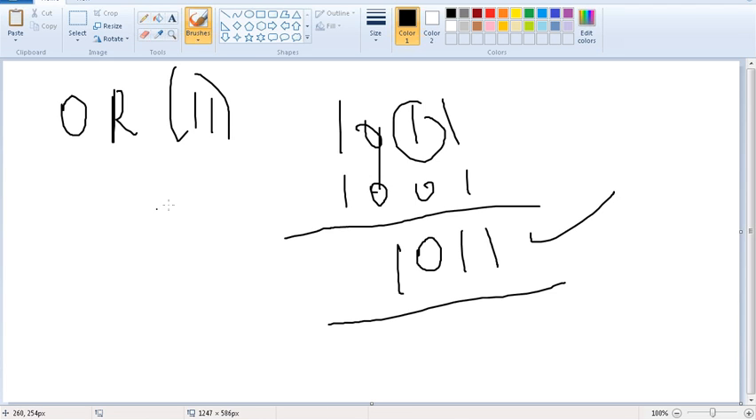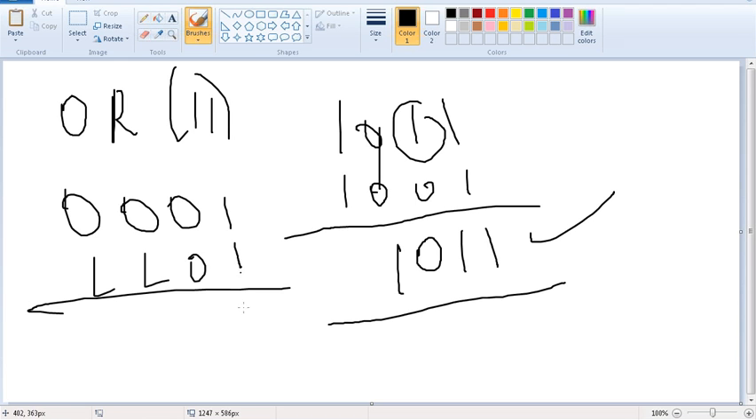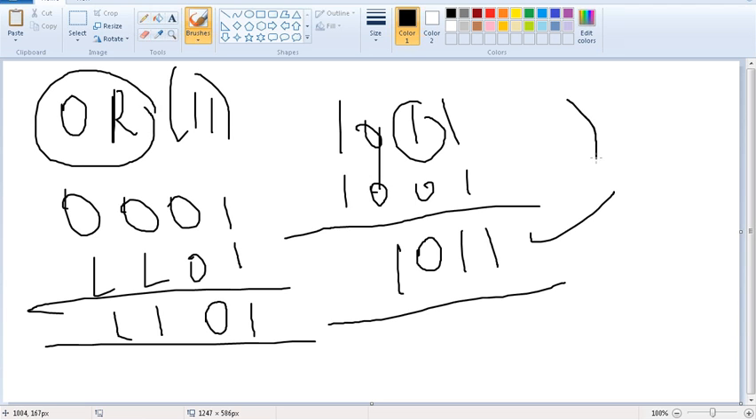In the same way, let's take another example. Here 1 and 1, output is 1, output is 0, output is 1, output is 1. So the 1 1 0 1, this is done by the OR operation, and the symbol used for the OR operation is this one. This is your OR operation. In the same way, that is your AND operation.